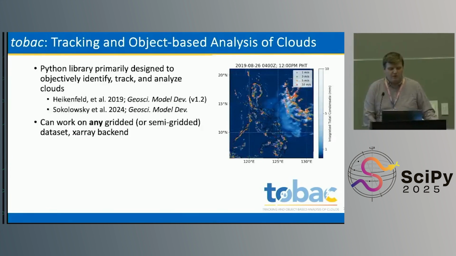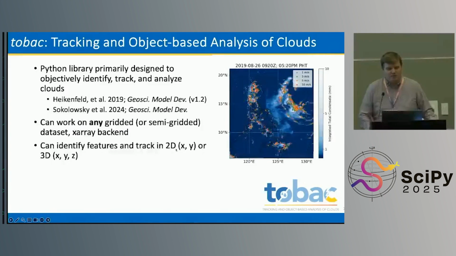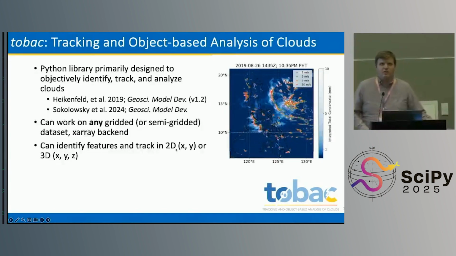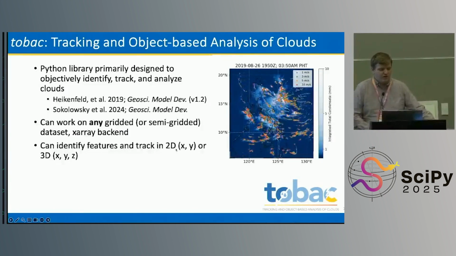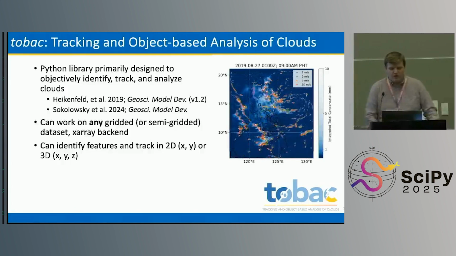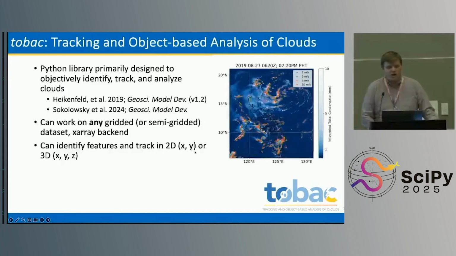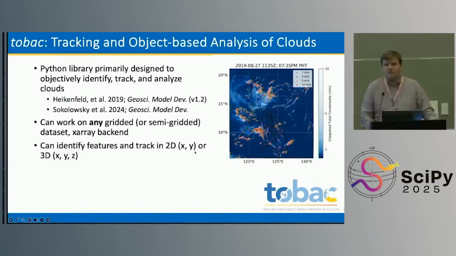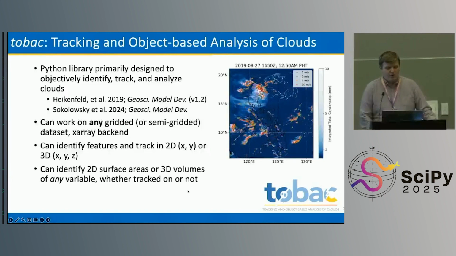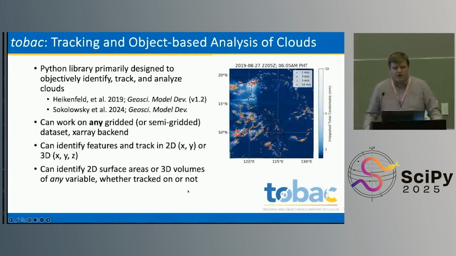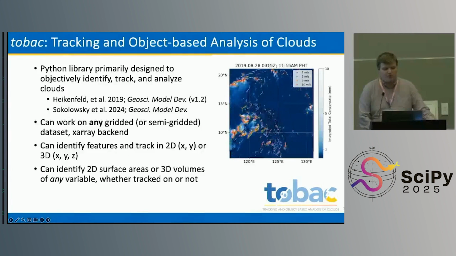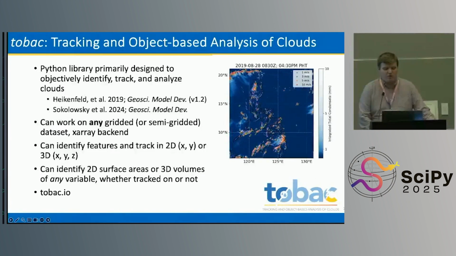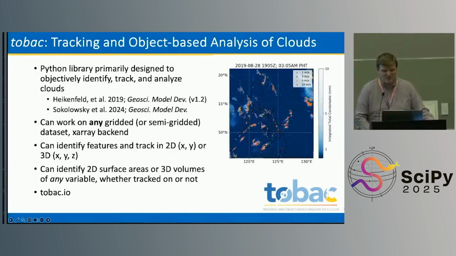If you've heard of tobac before, that's new and very exciting to us because it took a long time to refactor from Iris to xarray. Tobac works in both 2D and 3D, meaning X and Y and X, Y, and Z. It obviously works across time for both of those. It can identify 2D areas or regions or 3D volumes of any variable, whether it's tracked on it or not. And our website's tobac.io. I'm proud of capturing that domain.